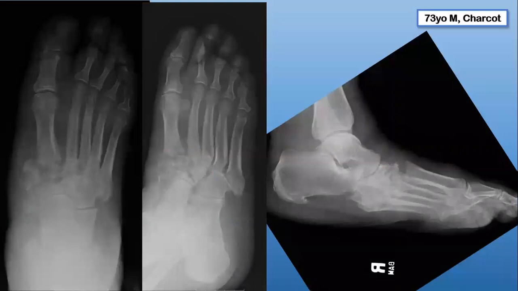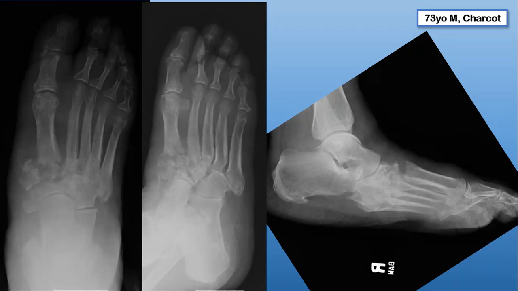All right, so 73-year-old male. Give me your read on these 3 exercises. Okay. I see an AP view, a medial oblique, and a lateral view of the right foot. On AP, attention can be drawn to what looks like lateral deviation of the metatarsals at the tarsal-metatarsal joint, with some resorption of the midfoot bones there, the navicular, cuneiforms, and the cuboid.